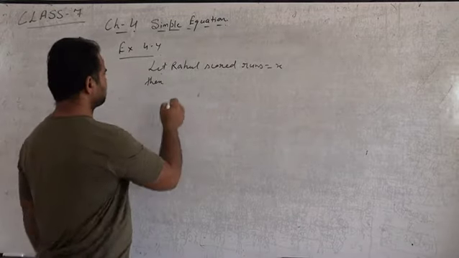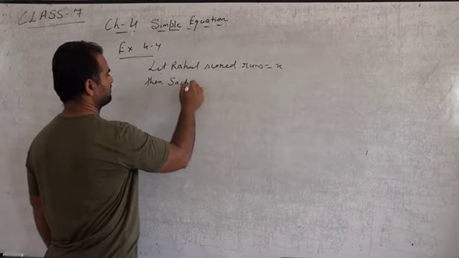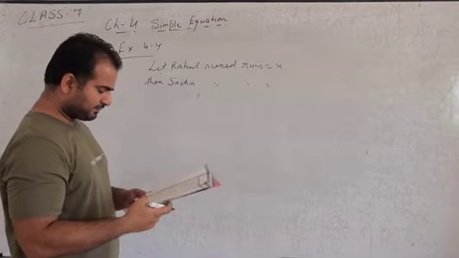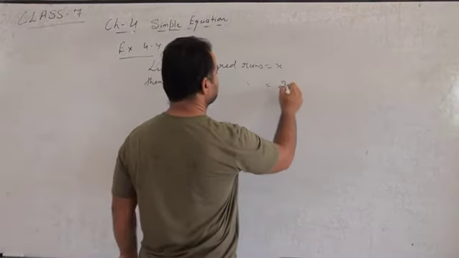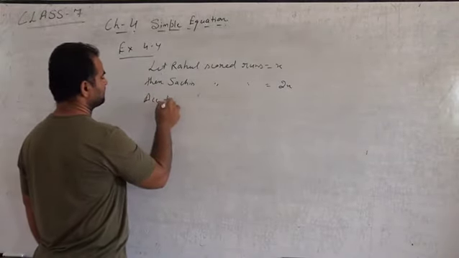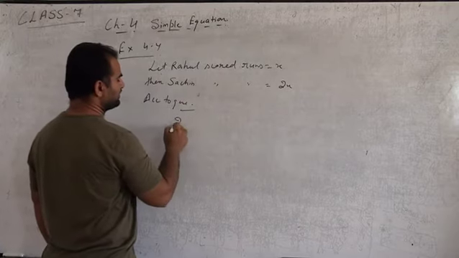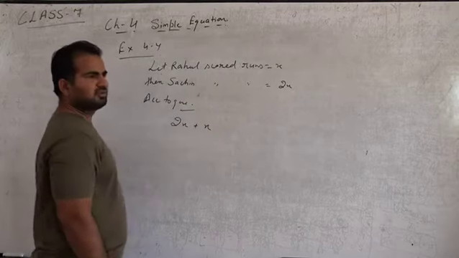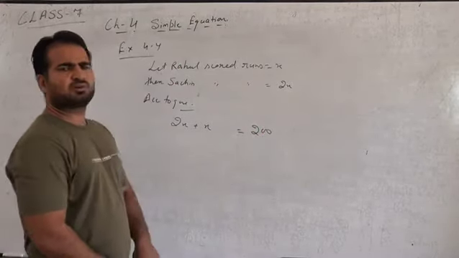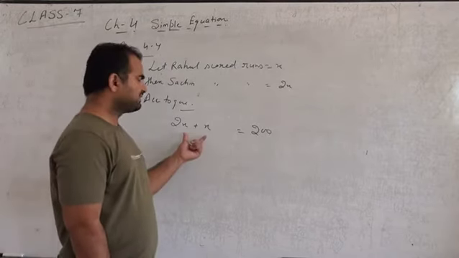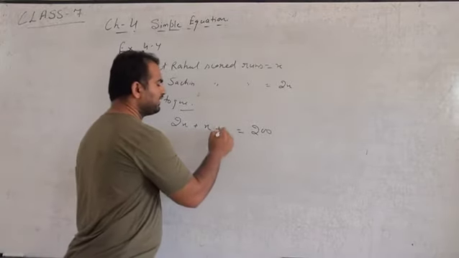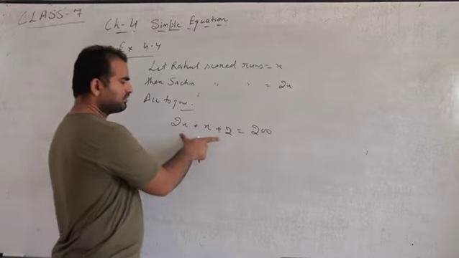Then Sachin scored, how much did he score? Double. So it will be 2x. Okay. Together, according to the question, their runs fell 2 short of a double century. What does it mean by 2 short? It means this is 2 runs smaller than 200. So what we have to do is add 2 to make it 200.